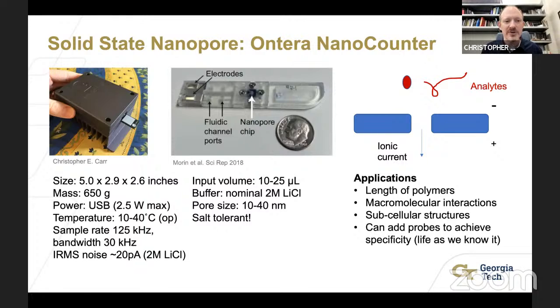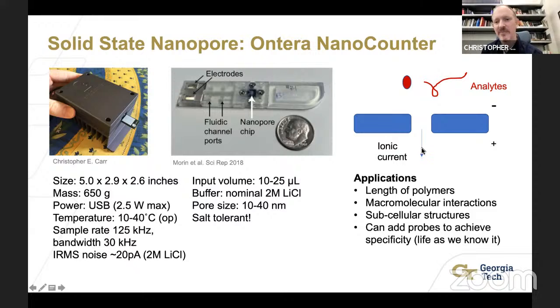And there, the most data that we have so far is from this device, the Ontera Nano Counter. This is a commercial product. It's very low power. It uses these little tiny chips, and within the very center there is a nanopore. You can adjust the size through electrical conditioning between about 10 and 40 nanometers. And because it uses a high salt buffer, it's salt tolerant, which is important for ocean worlds. You can detect a variety of different analytes. There's very minimal sample preparation, usually just a concentration if you want to concentrate your analyte of interest.